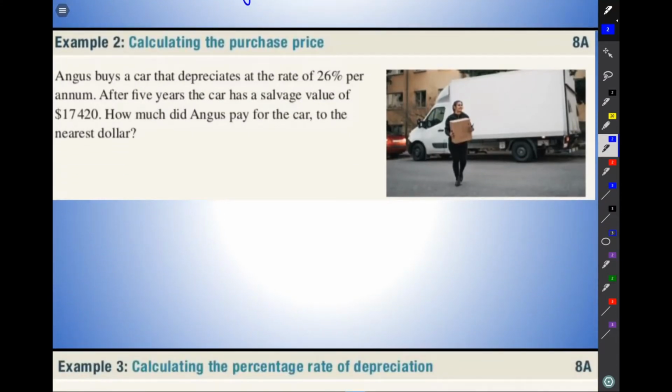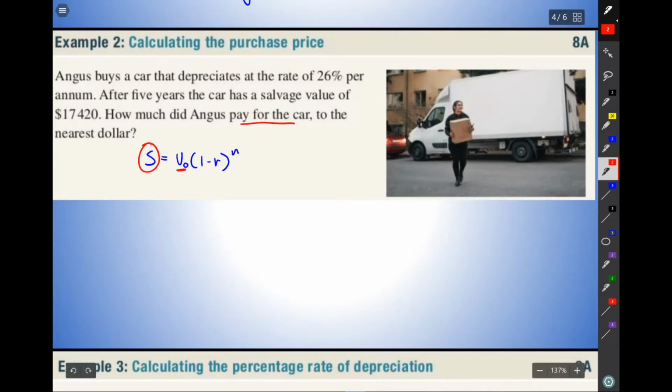Some other things you might be asked to do is, similarly to when we did compound interest, sometimes we'll be asked to calculate something from the formula that is not just S, which is the salvage value or the resale price of the item. In this case, we're asked to find how much Angus paid for the car, which is going to be V0.